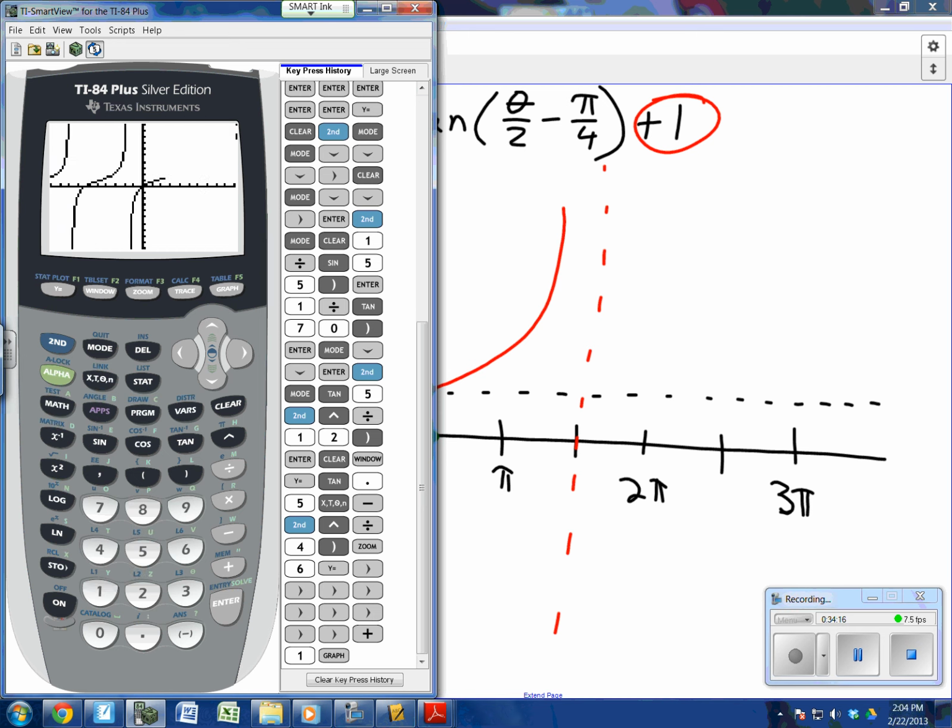That's not right, though. No, I don't want to hit zoom 6 because that'll give me a different window. I want to set my window. Oh, I did hit zoom 6. That is the problem. Why did I do that? Habit. Got to go back and fix my window.